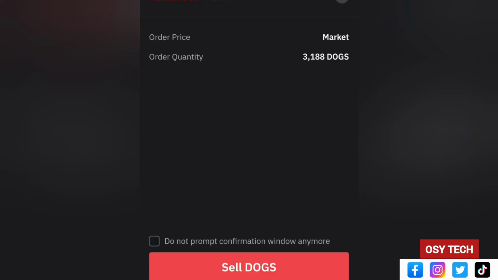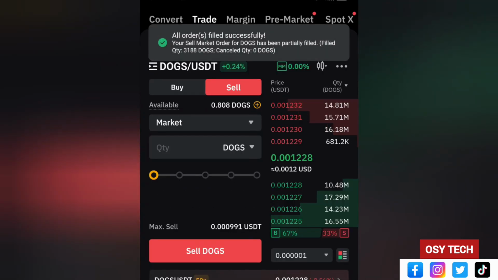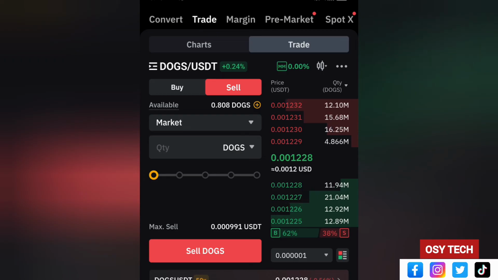So when you tap on it, it will give you this pop-up, and look down, we have sell docs, and then you tap on the sell docs. Okay, so you could see the order was successful.